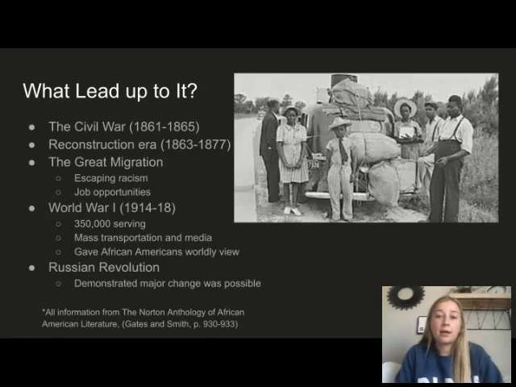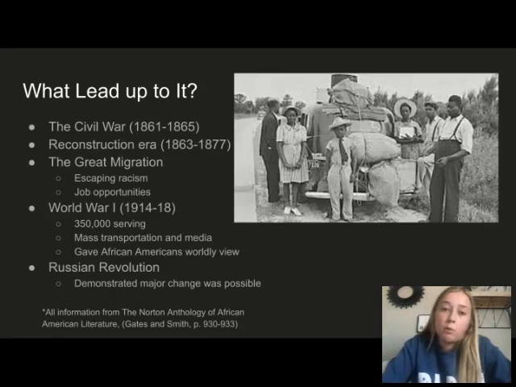And it gave African Americans a more worldly view, so a better understanding of what was going on, not only in our nation, but around the world. And then also the Russian Revolution was important because it demonstrated that major change was possible.